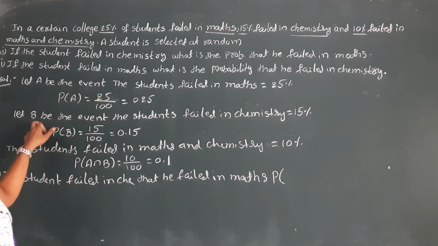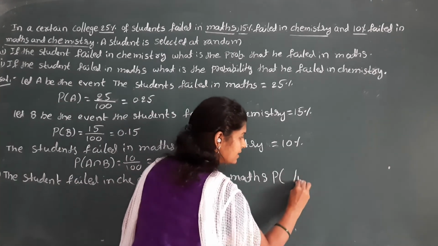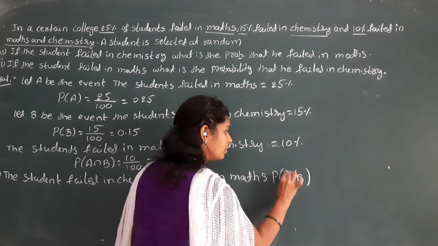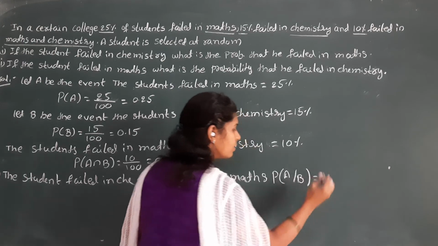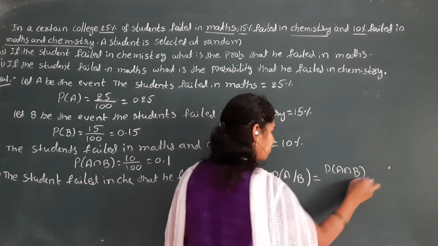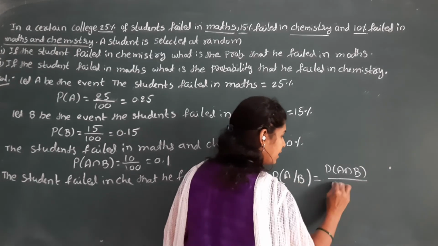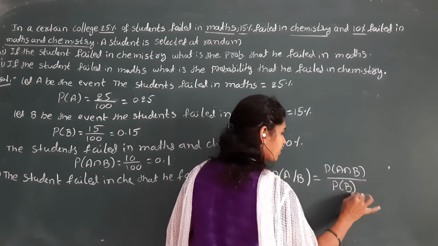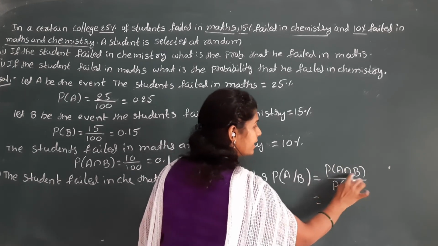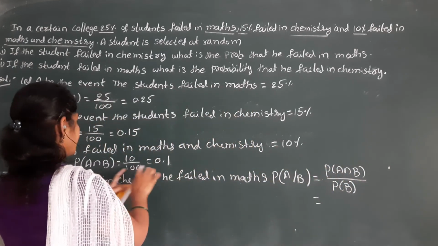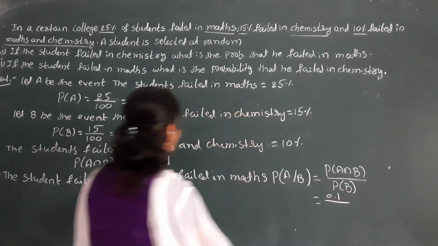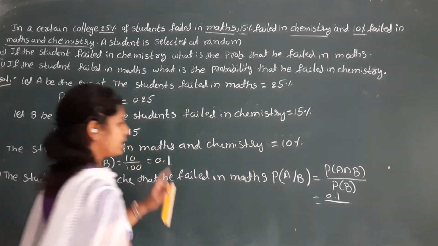Chemistry is denoted by B. That person failed in chemistry and that person failed in maths also. So P of A given B is equal to probability of A intersection B by P of B. Now substitute the values. We know all these values. What is the P of A intersection B value? 0.1, by P of B value. What is the P of B value? 0.15.